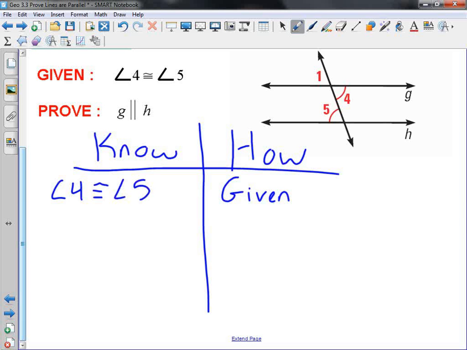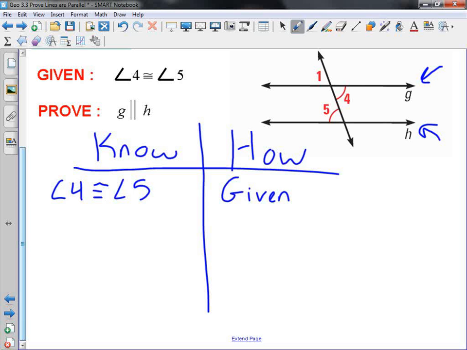All right? Sometimes they're only going to give you one thing. Sometimes they might give you 2 or 3. But you need to write those all down at the beginning. So if I know angle 4 is equal to angle 5, and I want to say that these two lines are parallel, I need to work back towards that first piece of information we learned yesterday.